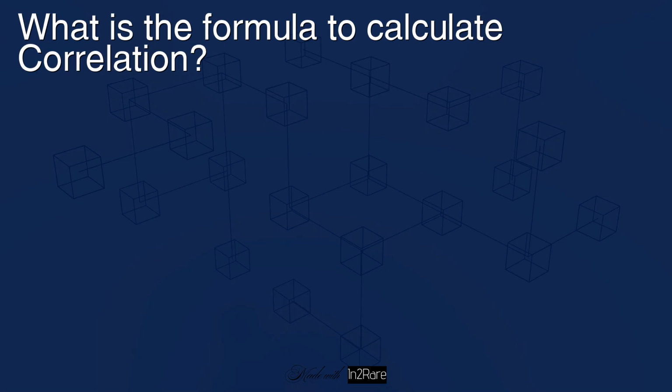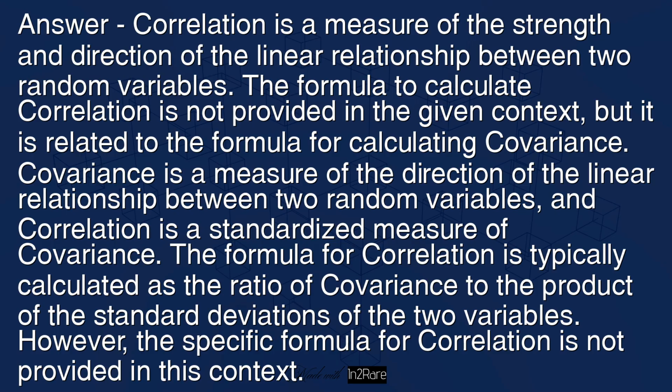What is the formula to calculate correlation? Answer: correlation is a measure of the strength and direction of the linear relationship between two random variables. The formula to calculate correlation is not provided in the given context, but it is related to the formula for calculating covariance. Covariance is a measure of the direction of the linear relationship between two random variables, and correlation is a standardized measure of covariance. The formula for correlation is typically calculated as the ratio of covariance to the product of the standard deviations of the two variables. However, the specific formula for correlation is not provided in this context.